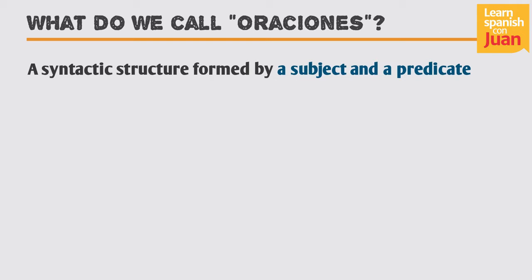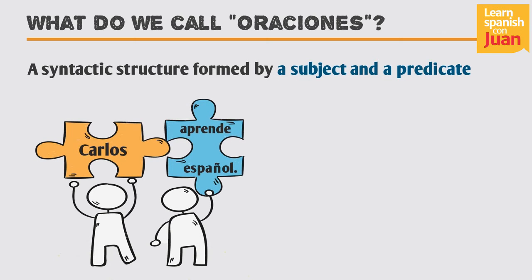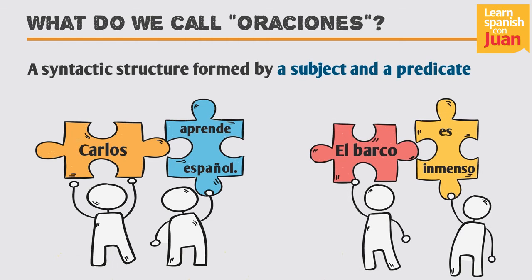The Royal Spanish Academy defines sentences, las oraciones, as a syntactic structure formed by a subject and a predicate. In other definitions, it is referred to as the smallest unit of speech with complete meaning. In simple terms, a sentence is the description of an action that someone or something performs. For example, Carlos aprende español, or el barco es inmenso.